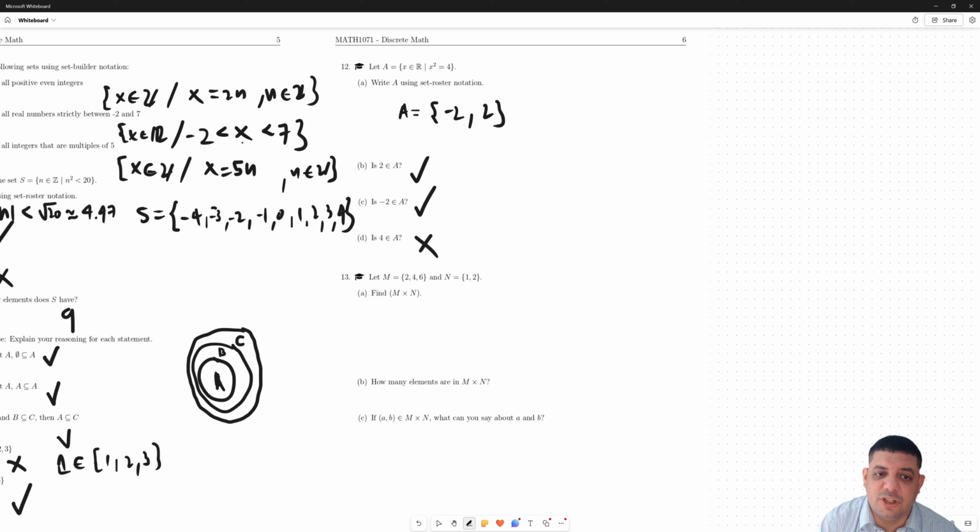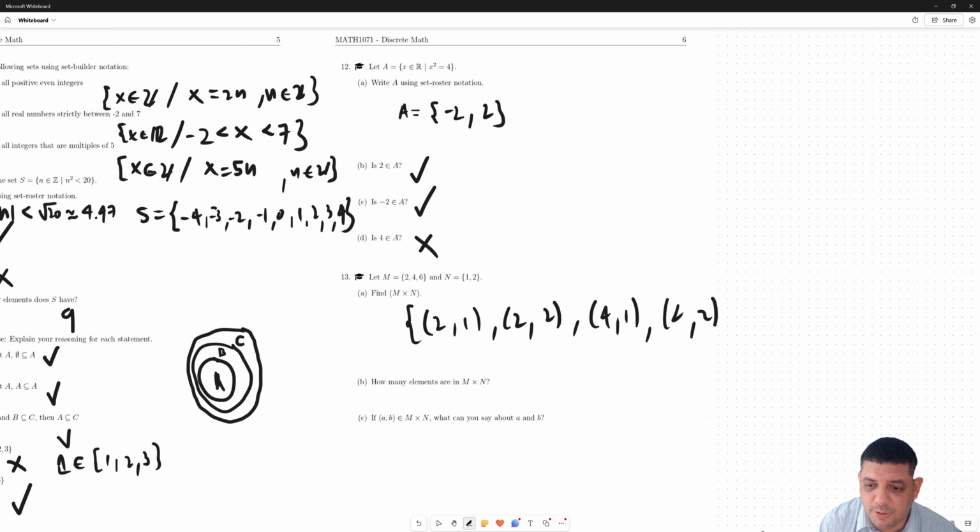All right, so this is just checking that something belongs using the property. Now, for the last question, M is 2, 4, 6, and N is 1, 2. Once again, we're doing the Cartesian product. We have here (2,1), (2,2), and then (4,1), (4,2), and (6,1), (6,2). And this has numerical elements and everything, so you got to be careful. How many elements do we have? We have 6. Once again, 2 times 3, 6.